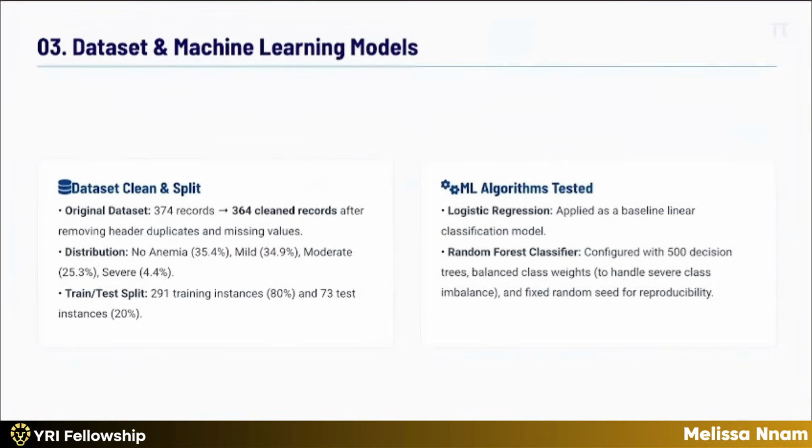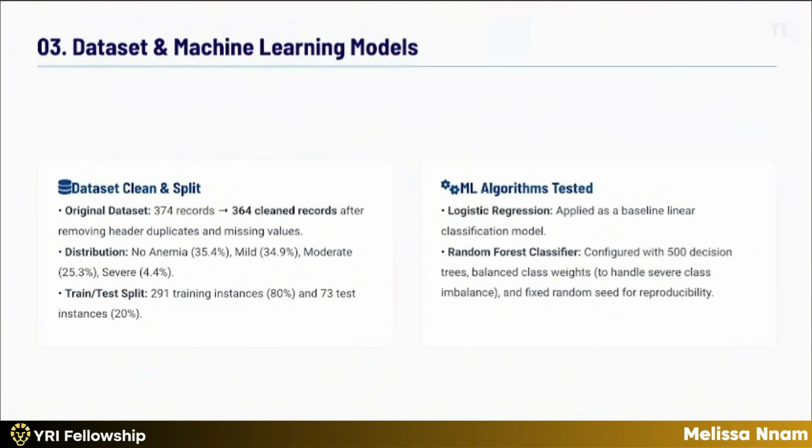We have data set and machine learning models. Our original data set was 374 records. After we cleaned it up a bit, we had 364. For the distribution, around 35% of the people in the dataset had no anemia, 34% had mild anemia, and 25% had moderate, and only 4% had severe anemia. And the train test split was 291 training instances, which is 80%, and 73 test instances.